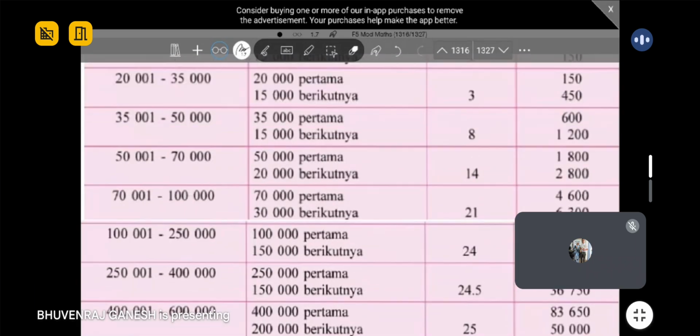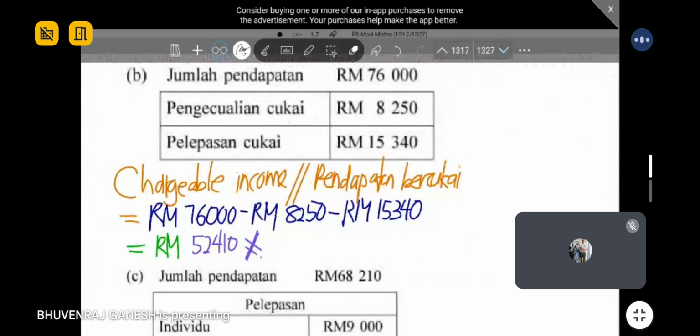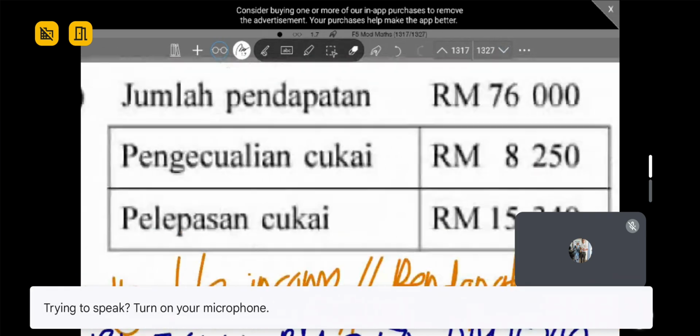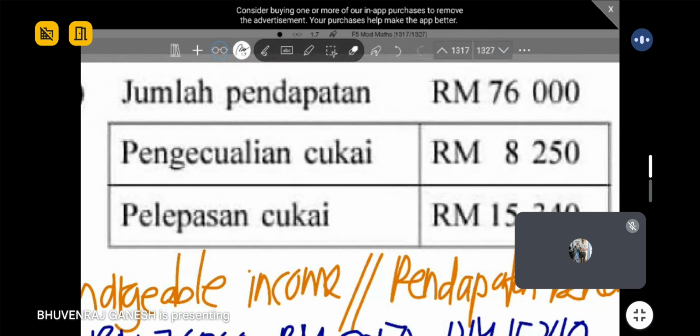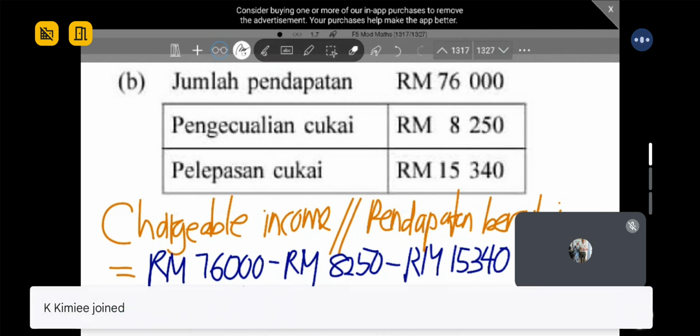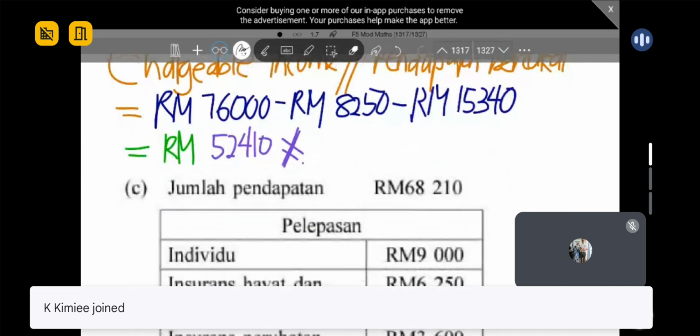All right. So next example. For this one, this will be the same method. How to count the chargeable income. Kaedah yang sama sahaja. So the method is just you take the annual income minus the tax relief minus tax exemption. So your answer is 52,410.